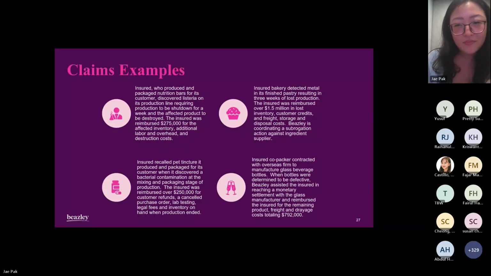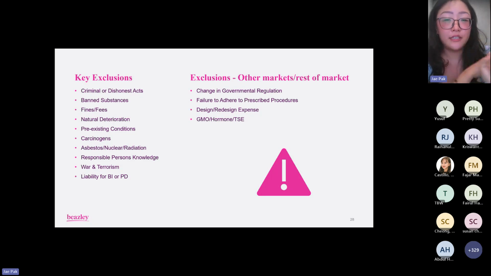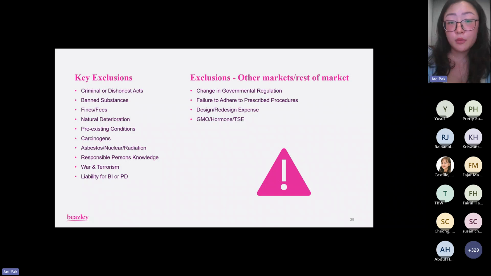And some of the key exclusions I wanted to go over, and I'm not going to go into everything, but I did want to mention that on the right-hand side, you'll see exclusions from other markets and the rest of the market. So these are exclusions that we don't include here at Beasley, and that's typically because we rebranded, we took a fresh look at our form, and we saw that some of these exclusions are kind of outdated. So that's why we don't have the change in government regulation. We don't have the failure to adhere to prescribed procedures. We actually provide coverage for design and redesign expenses, and we don't have an exclusion for GMOs, hormones, or TSE.